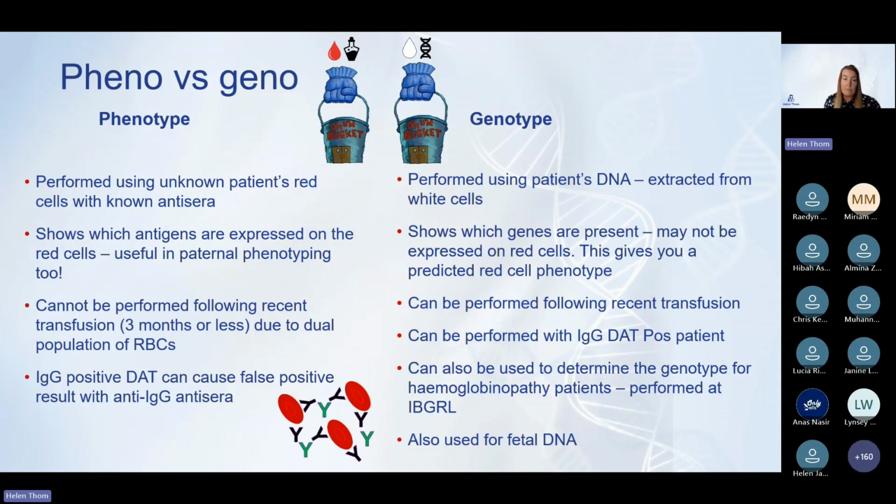and we will cover that shortly. But you can do genotyping if your patient has a positive DAT. Genotyping can also be used to determine genotypes for hemoglobinopathy patients, and this is done at IBGRL because it's a specialist service. And you can also use it for fetal DNA as well, so it's a really useful tool.